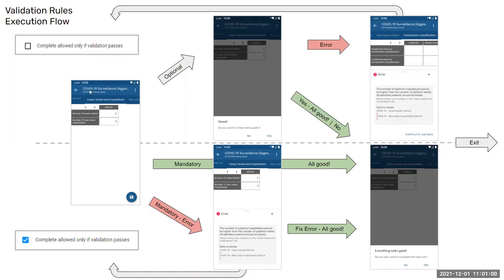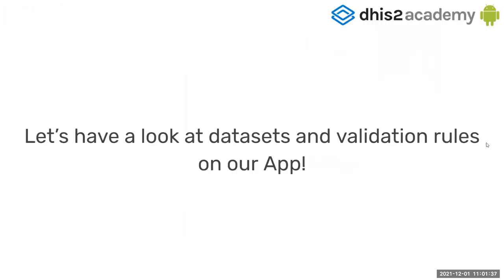Now, if your validation rules are mandatory, meaning you have ticked this in your data set, then when the user saves, the validation rules are going to run without asking. And then we go directly to the result. If there is an error, the user will be prompted with the error and the instruction to fix it. But there will be no option to complete. You need to fix the error because the rules are mandatory. So once the error is fixed, if all is good, then the app will ask you if you want to complete and you will be done.